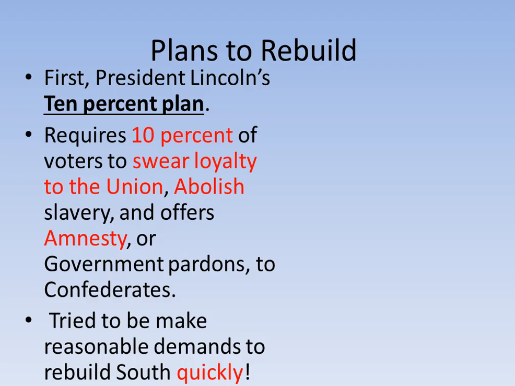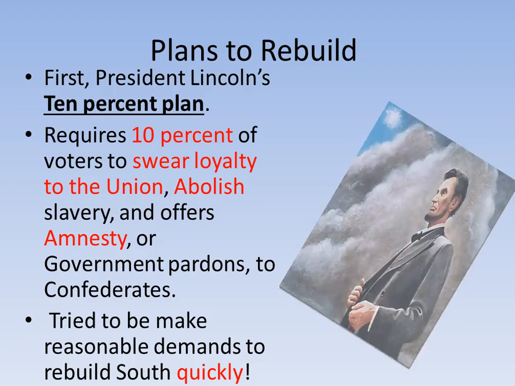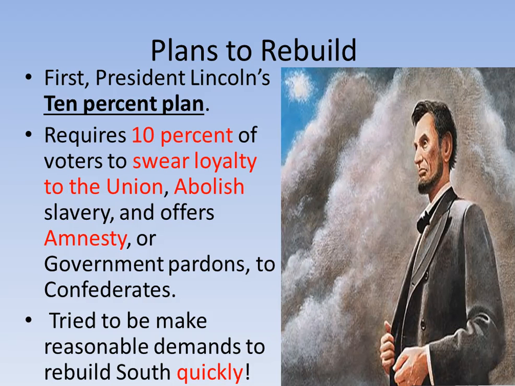Now, there's a bunch of different plans to rebuild. There's actually 4 that we're going to talk about, people figuring out ways that we can make the South get back to where it was. The first plan is the 10% plan, proposed by Mr. Lincoln himself. All right, and it's going to require only 10% of voters to swear loyalty to the Union, abolish slavery, and offers amnesty, which is like a government pardon. It's a forgiveness by the president to Confederates.